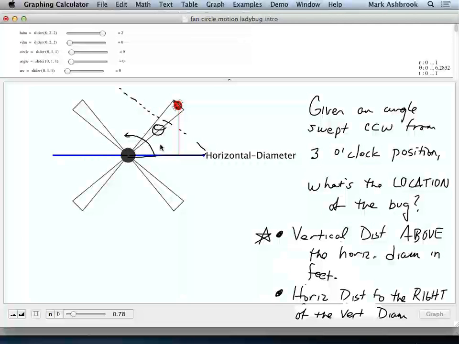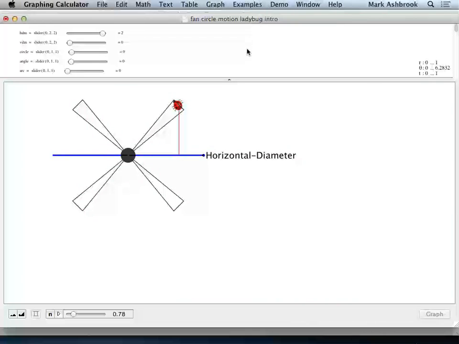So the input is the current angle, and the output is the vertical distance above the horizontal diameter. We're going to investigate the covariation of those two quantities. Why? Because our goal is knowing the location of the bug at any given moment. Eventually then we'll talk about both.